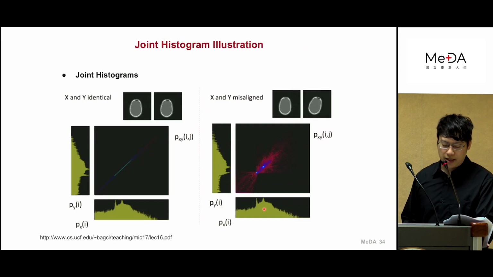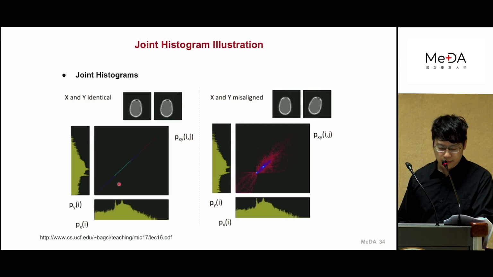Here is the visualization of a joint histogram. On the left-hand side, images X and Y are identical, resulting in a joint histogram that forms a diagonal matrix. On the other side, when image Y is rotated, then the joint histogram becomes more complicated.